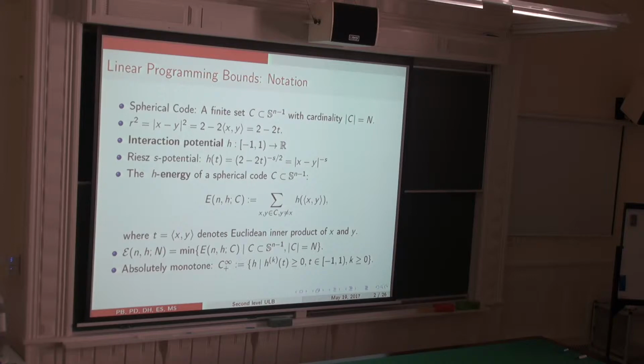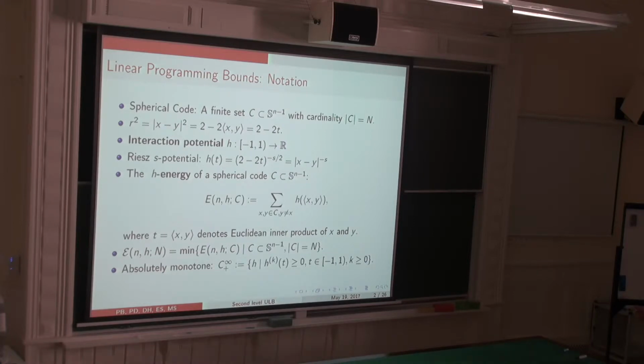That is just a finite subset of the sphere. The distance squared is really |x - y|², that is 2 minus twice the inner product. And since we are going to work with the inner product, and primarily with orthogonal polynomials on [-1, 1], this is the choice of describing what the energy of a configuration is.